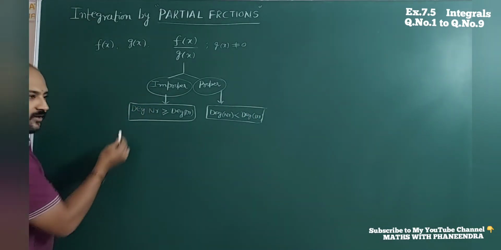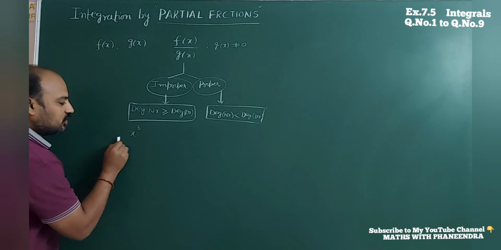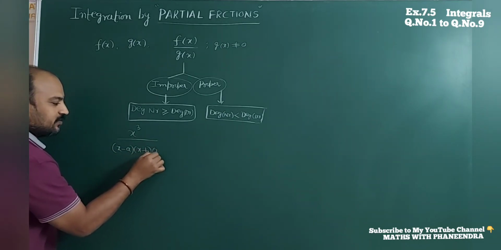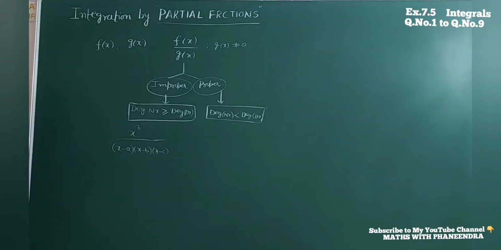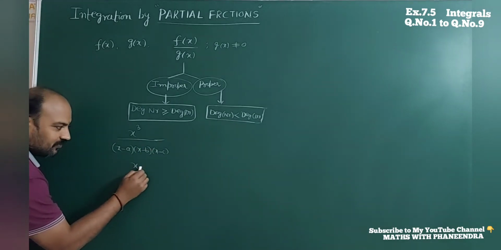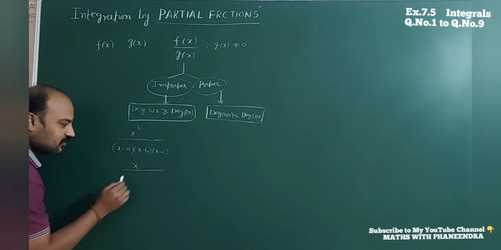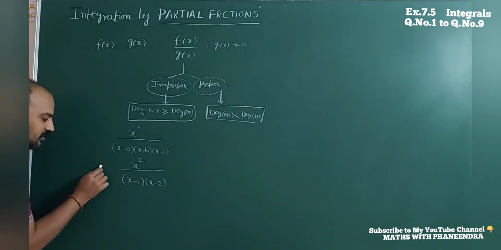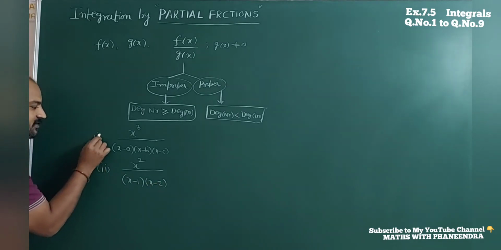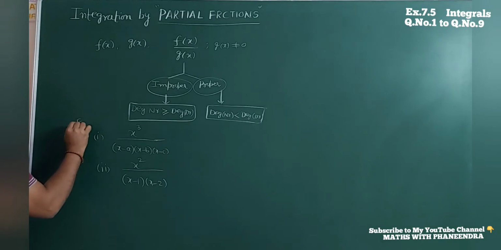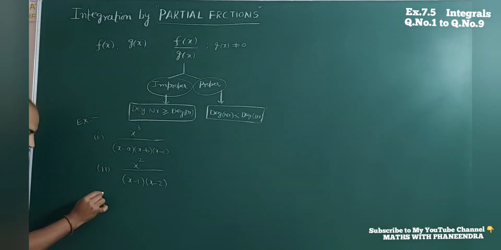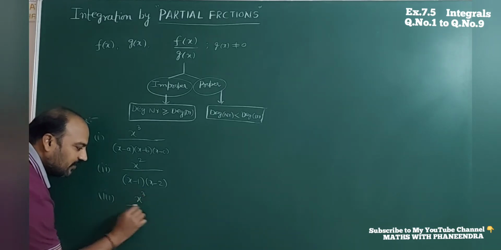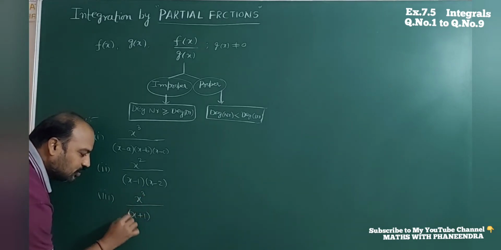For example, x cube divided by x minus a into x minus b into x minus c, or x squared by x minus 1 into x minus 2. The third example, we can write like this also: x cube divided by x plus 1 into x plus 2.